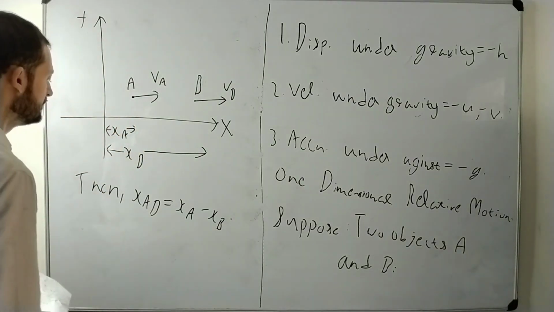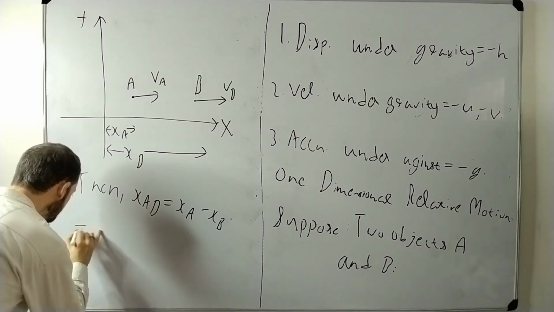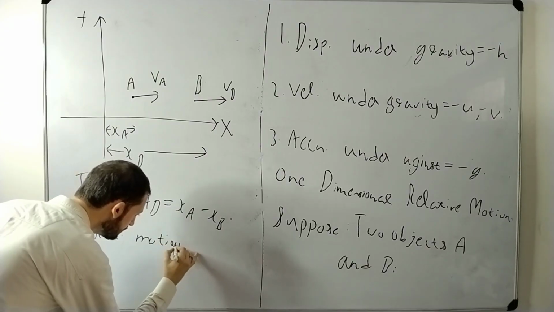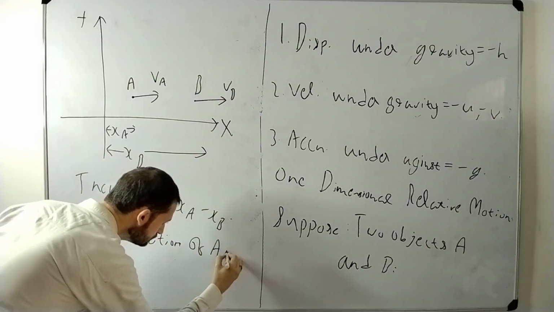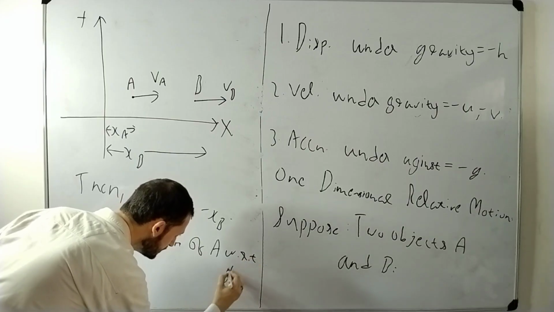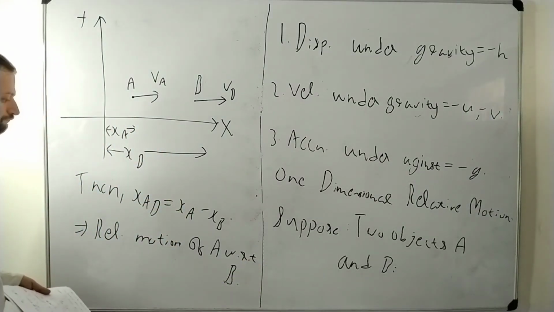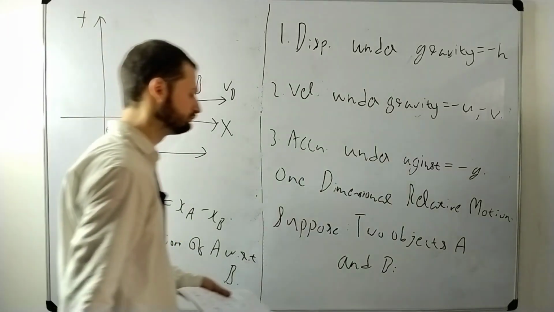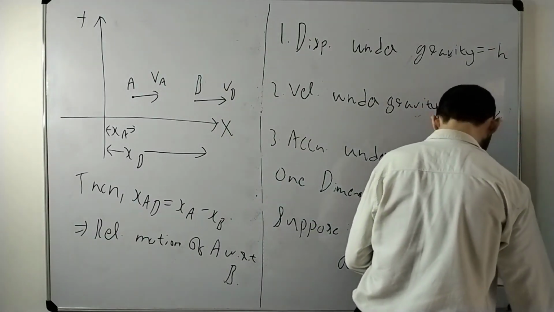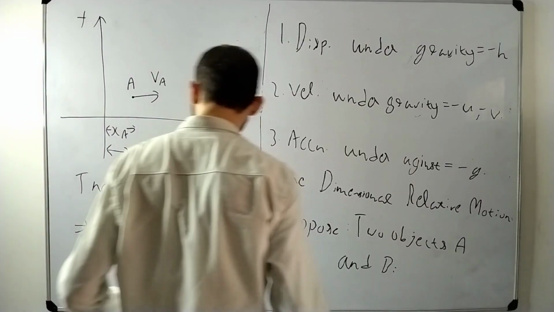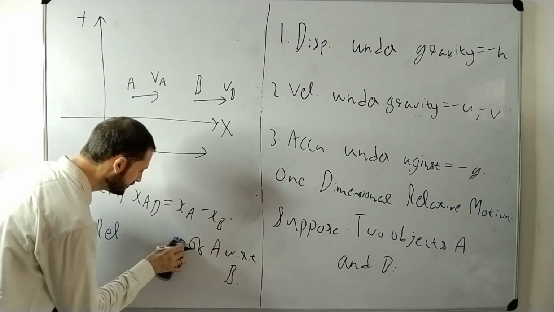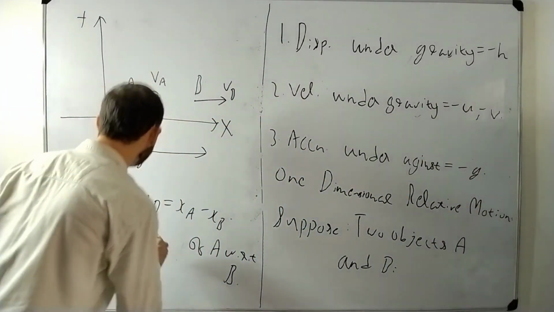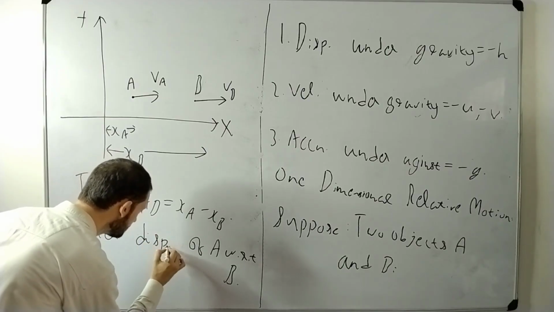Right, students? Relative motion. So what should I write? Relative motion of A with respect to B. This is what it means. So why did you write motion? This is displacement. Relative displacement. Yes.